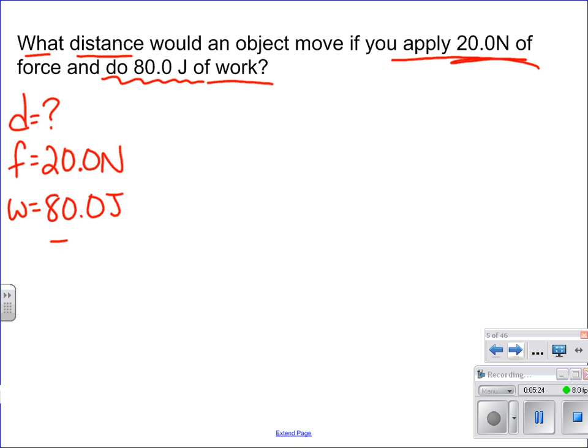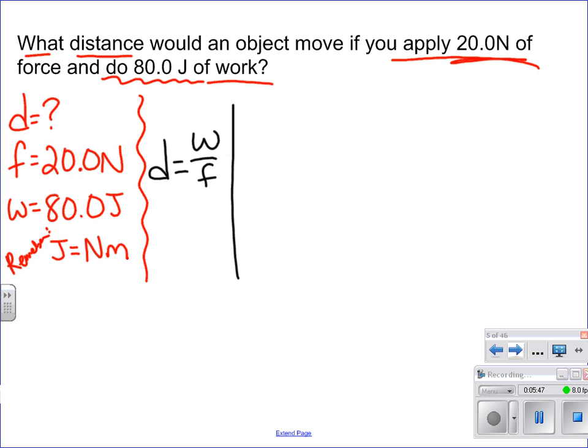Again, what's a joule equal to? Newton meter, okay? So I'm just going to put remember. It'll come up here soon. All right, so our formula for distance, we know when we did our algebra, work was force times distance. So distance is work divided by force. All right, so we're going to write our formula. Distance equals work divided by force.